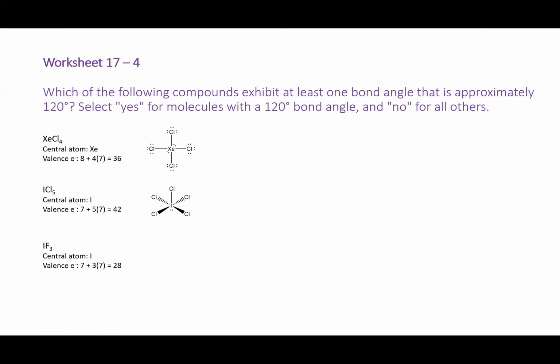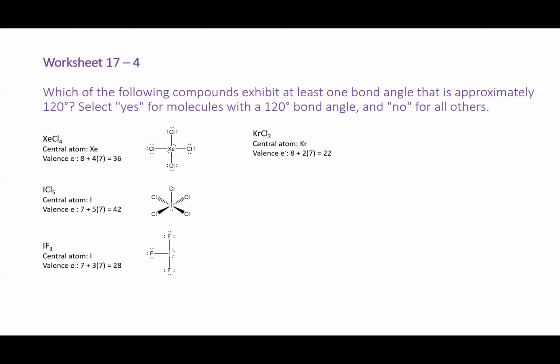So moving on, we have IF3, our central atom is I, total number of valence electrons equal to 28. We might draw a structure that looks like this, a T-shaped structure. And if you have 5 different electron groups around a central atom, and 2 of those electron groups are lone pairs, the most common geometry that you would see for this would be a T-shaped one. So knowing this, we can tell here that each of the fluorines is about 90 degrees away from each other. So here again, we also do not have a 120 degree bond angle.